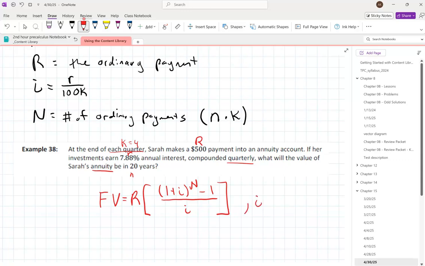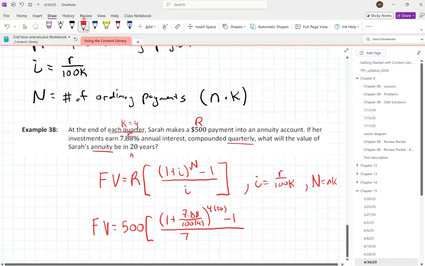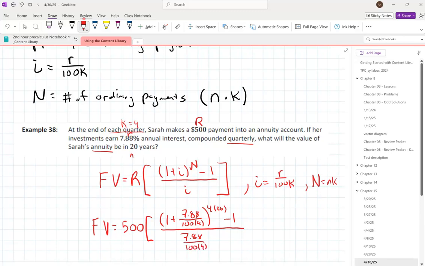So I know that little i is r over 100k, and we know that capital N is n times k. So if we fill these in, 500 times 1 plus 7.88 over 100 times 4, to the 4 times 20, minus 1, over 7.88 over 100 times 4.